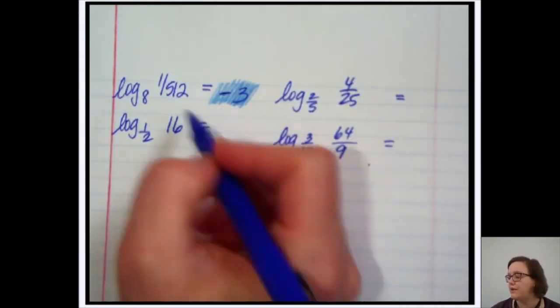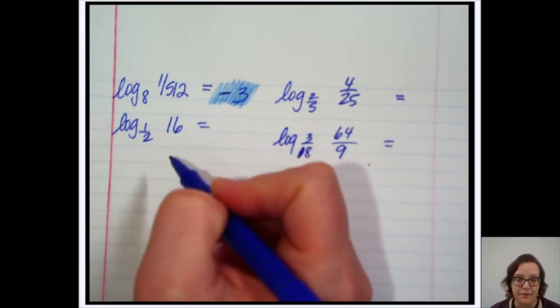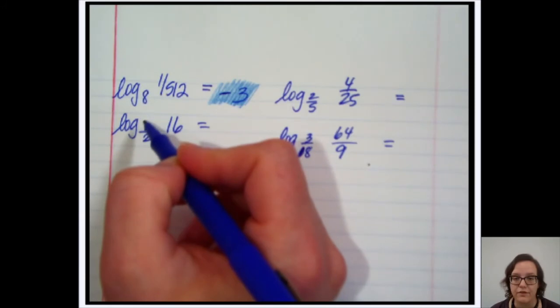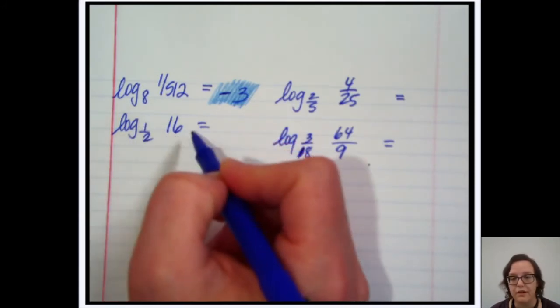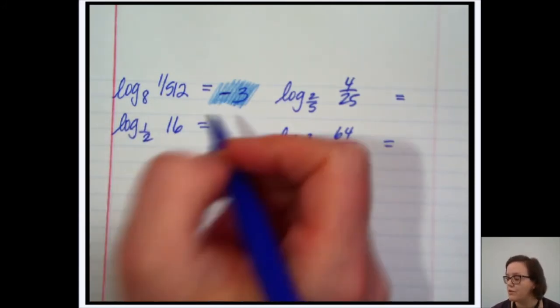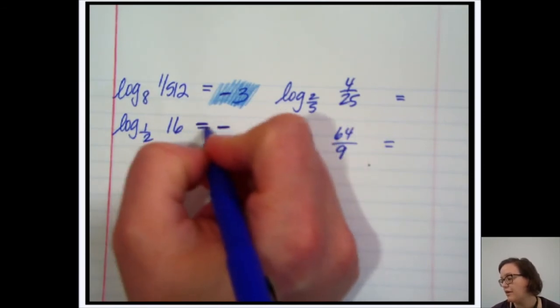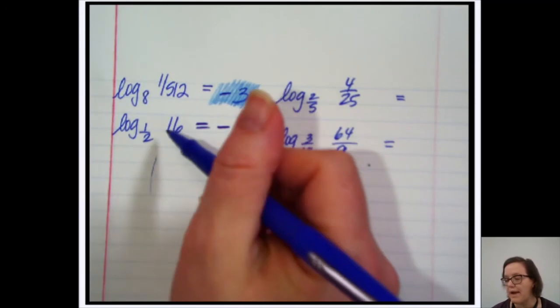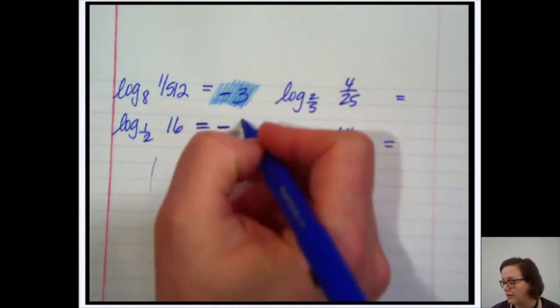Will a negative be involved with log base 1/2 of 16? Yes, because here I have the top smaller than the bottom, but here the top is bigger than the bottom. So there was a switch of size. Okay, so let's look at 2 and 16. 2 to the what power is 16? Okay, it's 4.